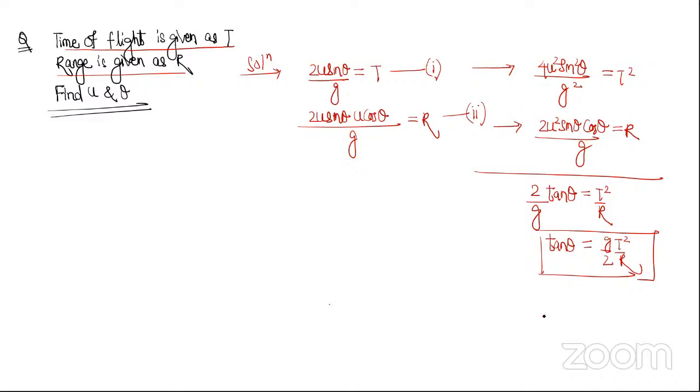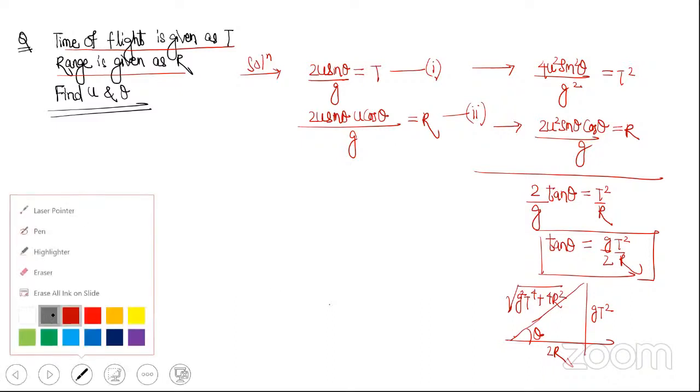Let's see how to do that. Tan theta. So this is theta. Now tan theta is gt square by 2r. So I can write down, let it be gt square, let it be 2r. तो ये कितना होगा? ये होगा अंडर रूट जी स्क्वायर टी फोर्थ प्लस 4r square. So अब sin theta, cos theta, anything you can write down.